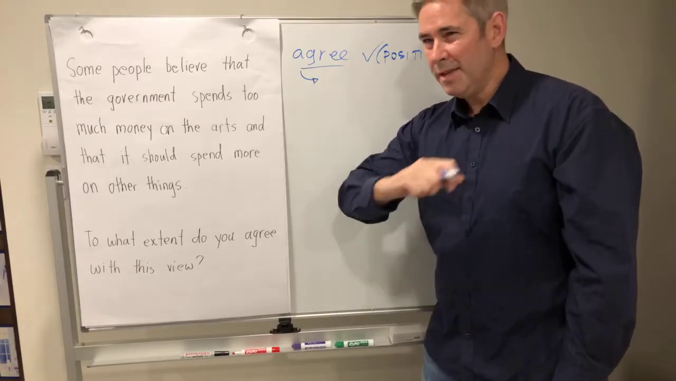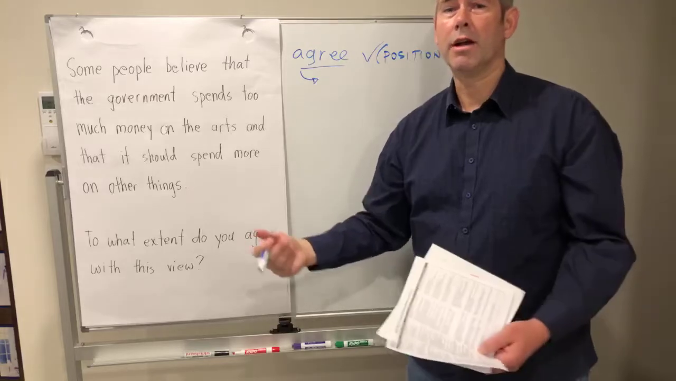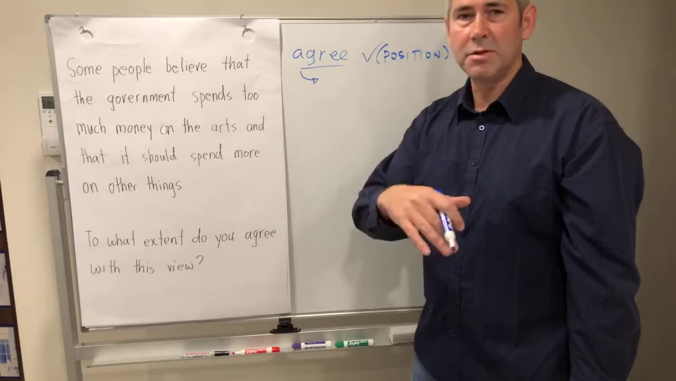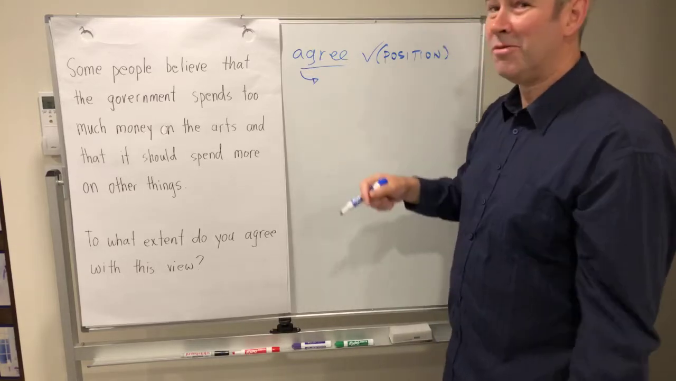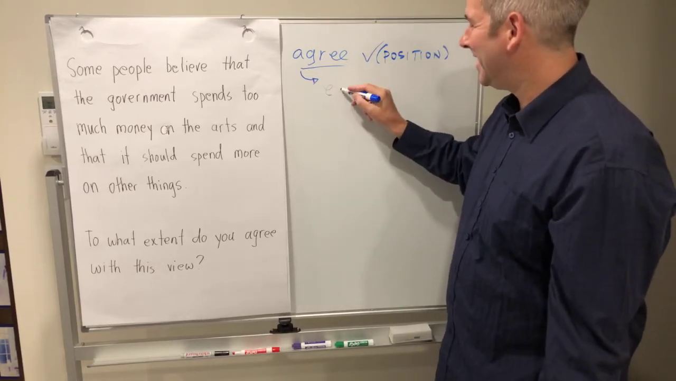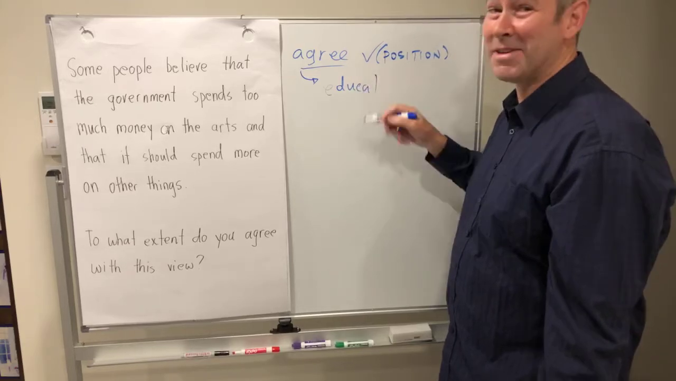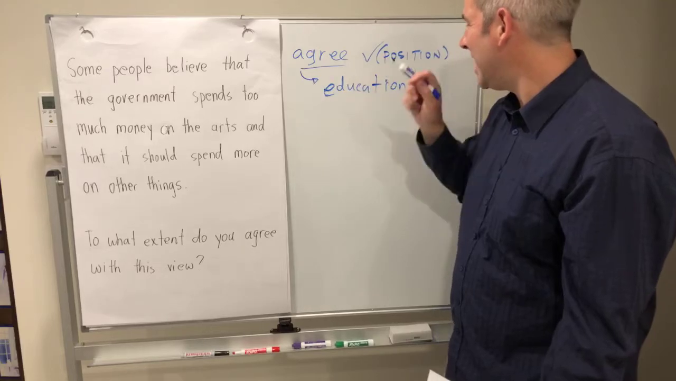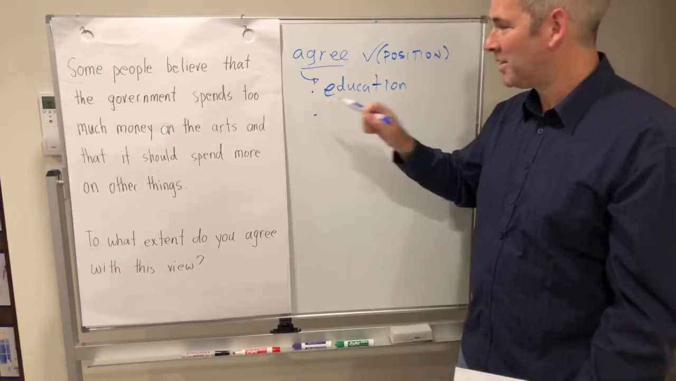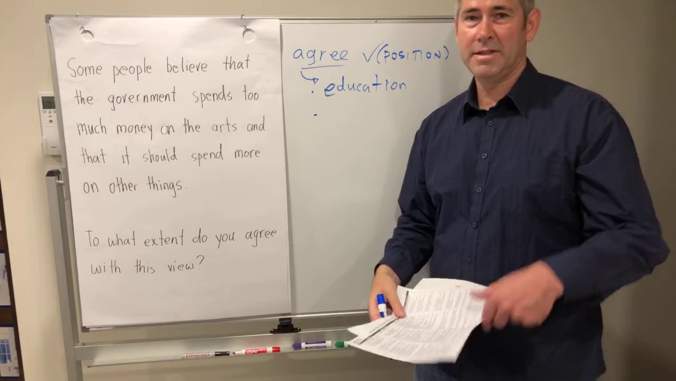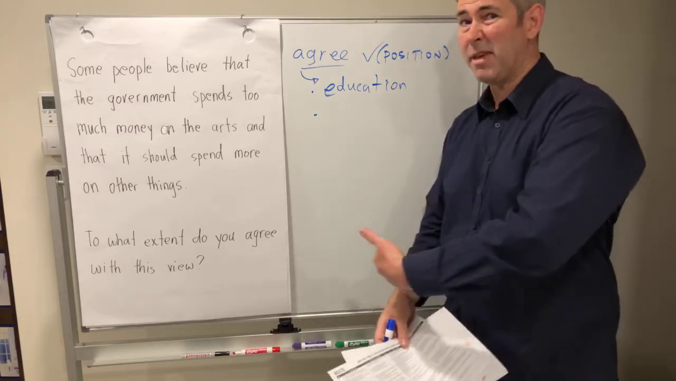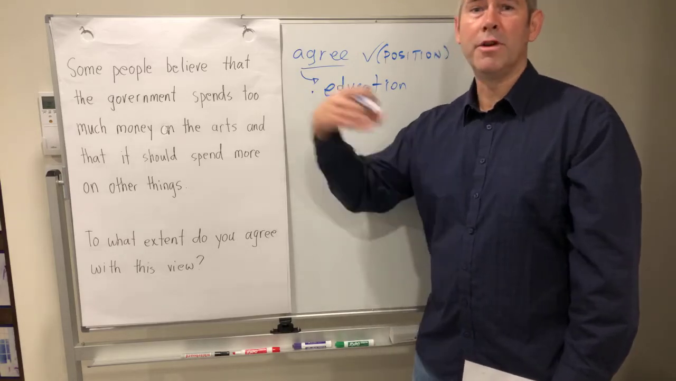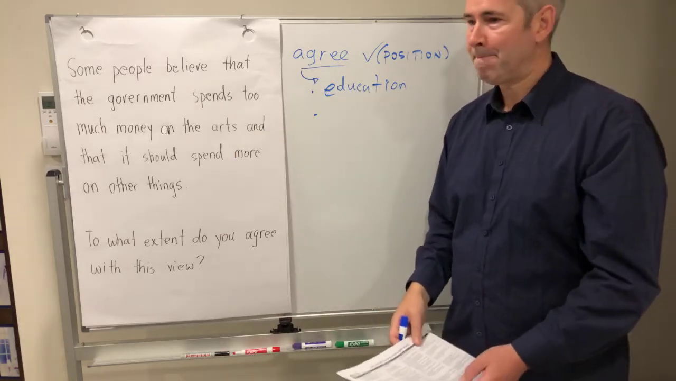So this is going to give you the ability to talk about a number of different topics. This brainstorms some things that the government could spend more money on. One which comes to mind is education. That's because I'm a teacher, so I like it when the government spends more money on me. What are some other ones that you can think of? I'll give you a few moments to think about some other things that the government could spend money on, over and above spending money on the arts.